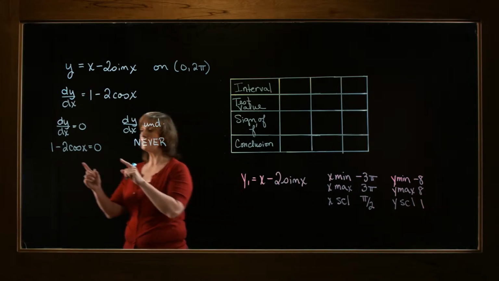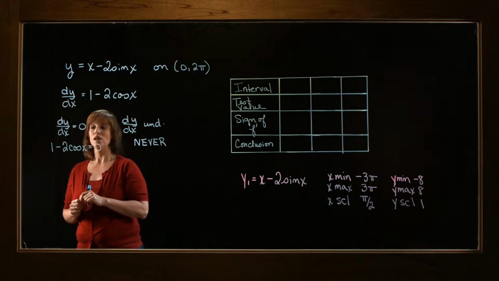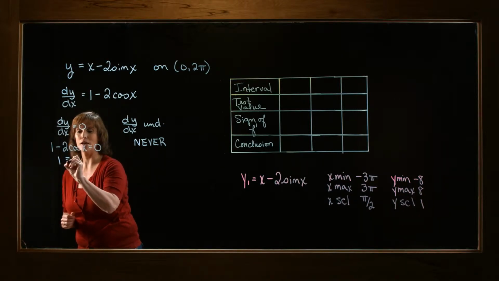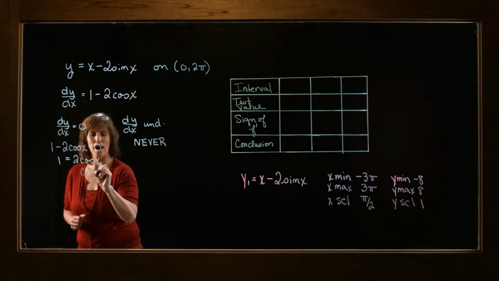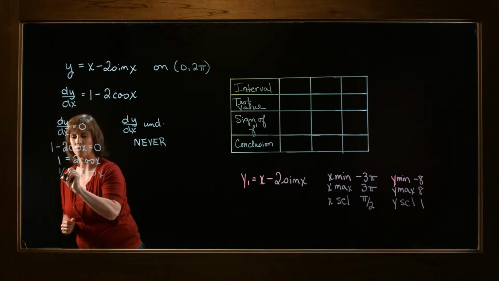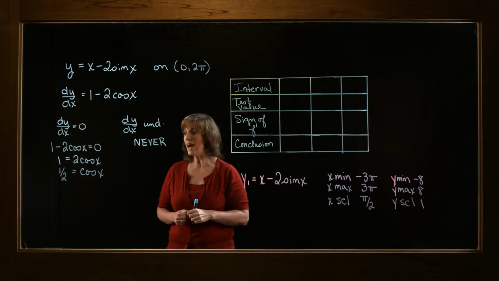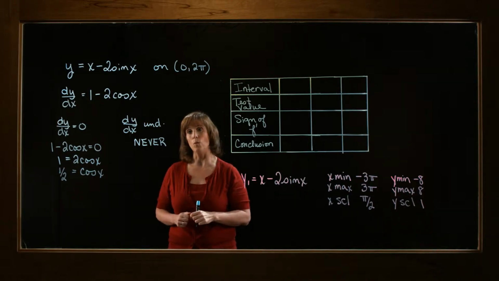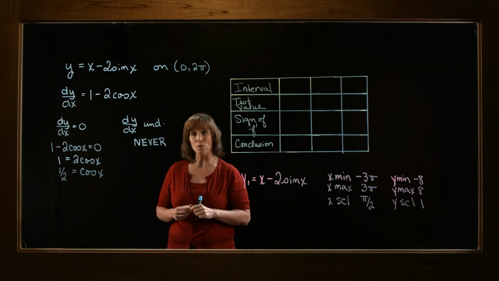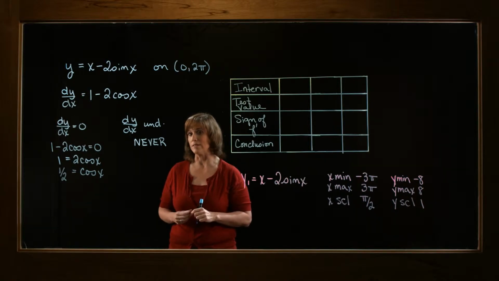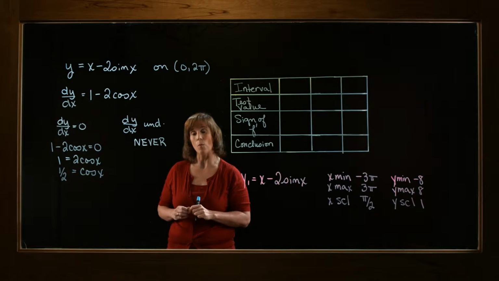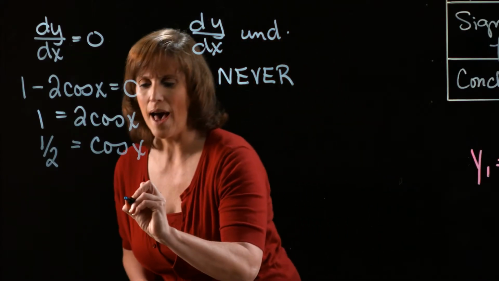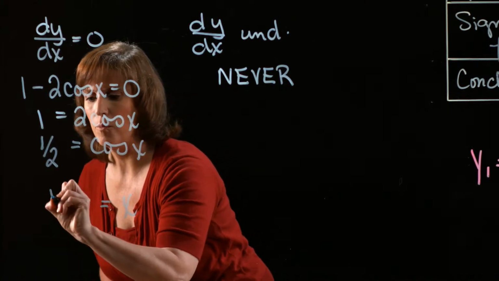I want to first isolate the cosine of x. So I can do that by adding 2 times the cosine of x to both sides, and then dividing both sides by 2. So I now know that the cosine of x is going to equal 1/2. So that's going to relate to one of my special angles, and I have to think about which one it is. So what do you take the cosine of to get 1/2? Well, one answer is pi over 3. So x is going to equal pi over 3.